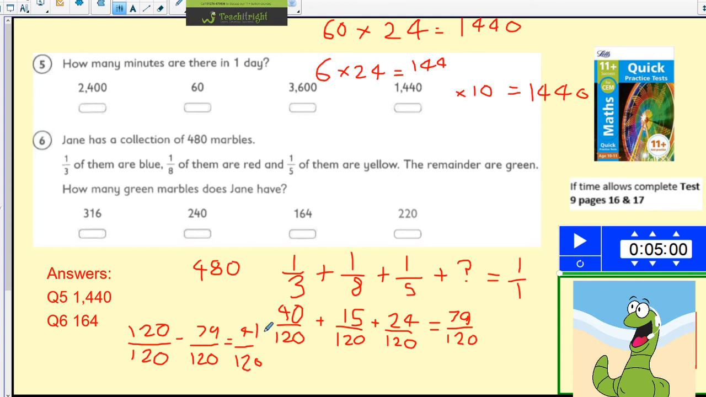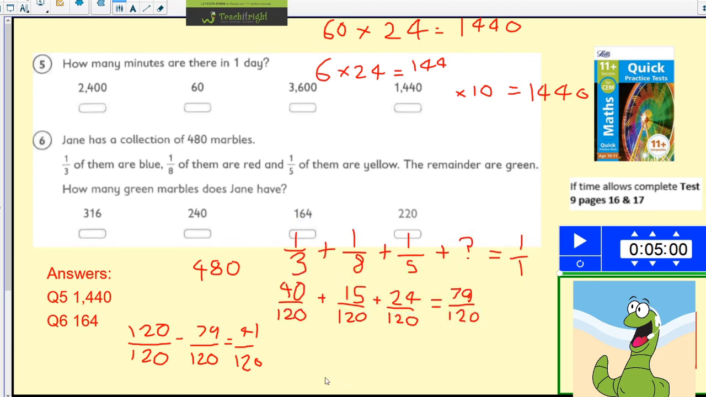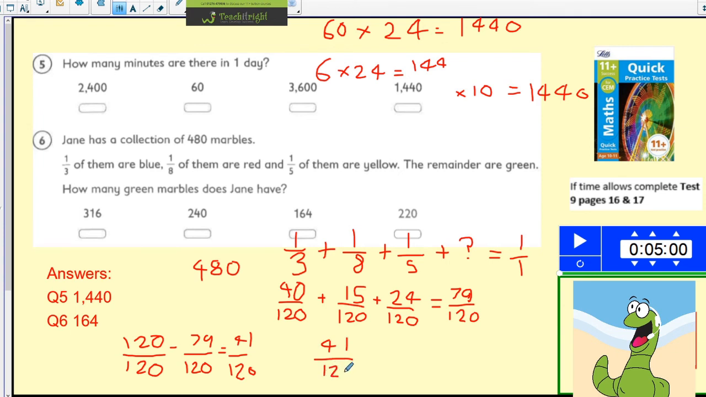Will be green, but I don't have 120. She doesn't have 120 marbles, which is just a fraction we've been using. She has 480 marbles. Luckily, I think there'll be a way of making my 41 over 120 be out of 480. So I've just got to ask myself, how many times bigger would I need to go from 120 to 480? Well, it's 4 times bigger. So to keep my fraction equivalent, 41 times 4 will get me to the same place.